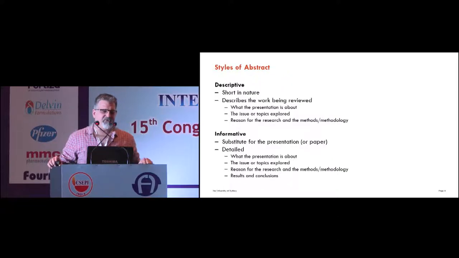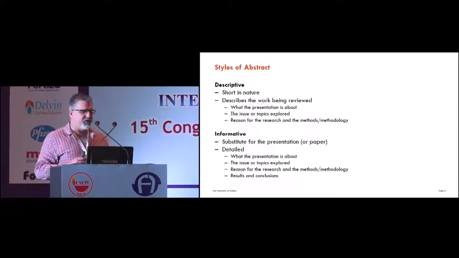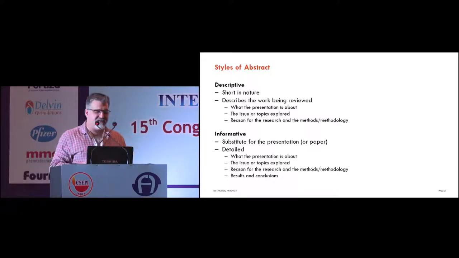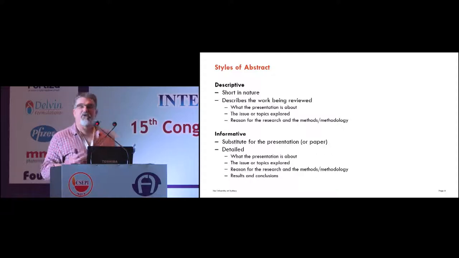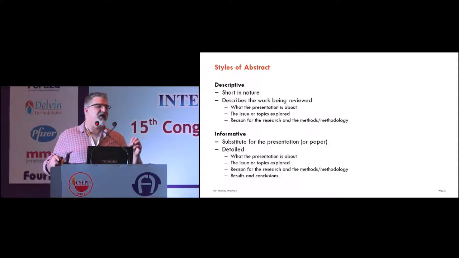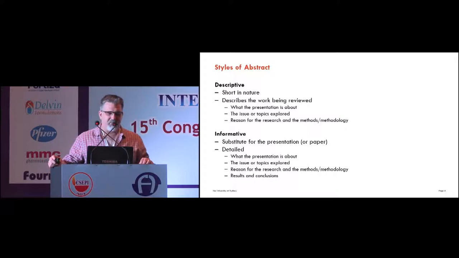So, there are two styles of abstracts, a descriptive abstract. They're short in nature. They describe the work being reviewed. They talk about what the presentation is about, the issue or topics explored, and the reason for the research and the methods or methodology, depending on your discipline. Descriptive abstracts are not what normally gets submitted at a scientific conference. At scientific conferences, we normally submit informative abstracts.